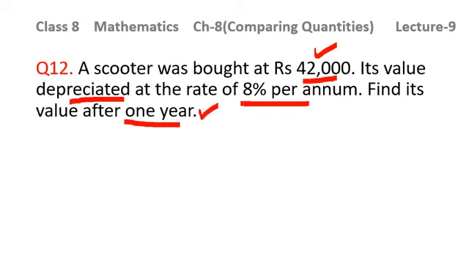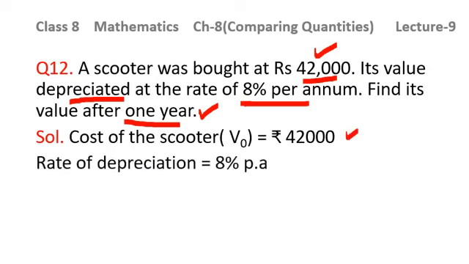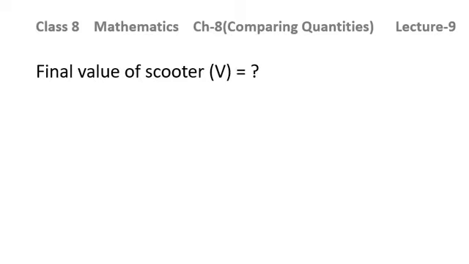So V is unknown to us because we need to find the future value, that is V. The cost of the scooter is 42,000, that is V naught. The rate of depreciation is 8% per annum. Time is 1 year, because after 1 year we need to find the value. So the final value of the scooter, V, is unknown to us. And we know the formula, V is equal to V naught bracket 1 minus R over 100 raised to the power n. Why have I taken the negative sign here in between? Because the value of the scooter is being depreciated. It is decreasing. That is why I have taken the negative sign in the formula.